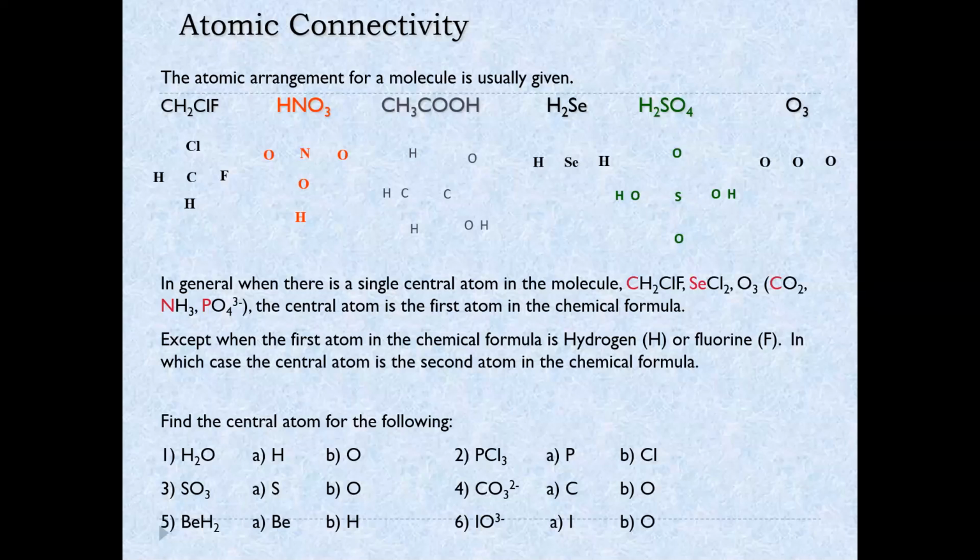Beryllium hydride. Beryllium, okay. PCl3. Phosphorus trichloride, okay. Carbonates, carbon and oxygen. Which one will be the central atom? Iodates. Iodine, correct. Thank you very much. So that ends our exercise.